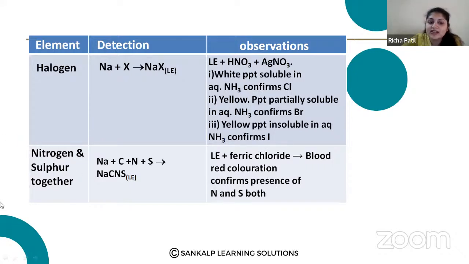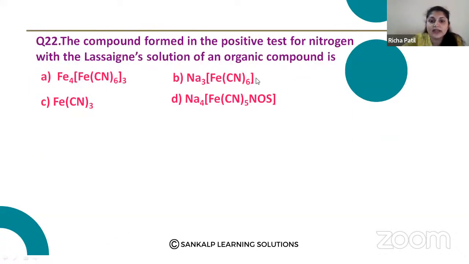Then if you want to detect nitrogen and sulfur together, Lassaigne's extract plus ferric chloride gives you a blood red coloration. This is an important test. Na plus C plus N plus S gives you NaCNS, which is your Lassaigne's extract for nitrogen and sulfur. This with ferric chloride gives you blood red coloration. This confirms the presence of nitrogen and sulfur. So this is the qualitative estimation.